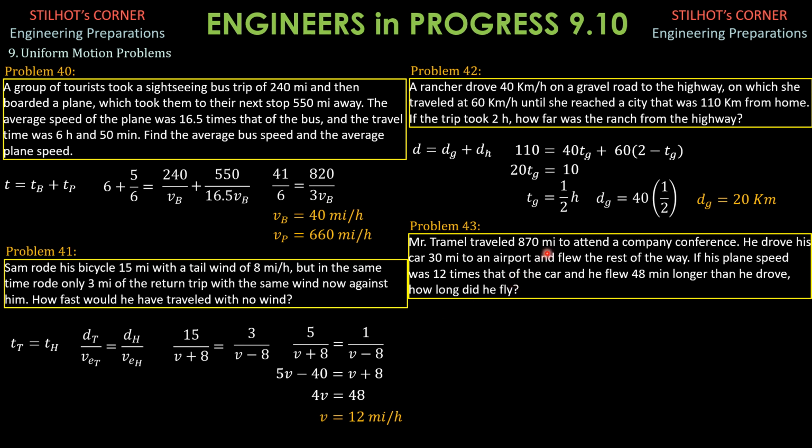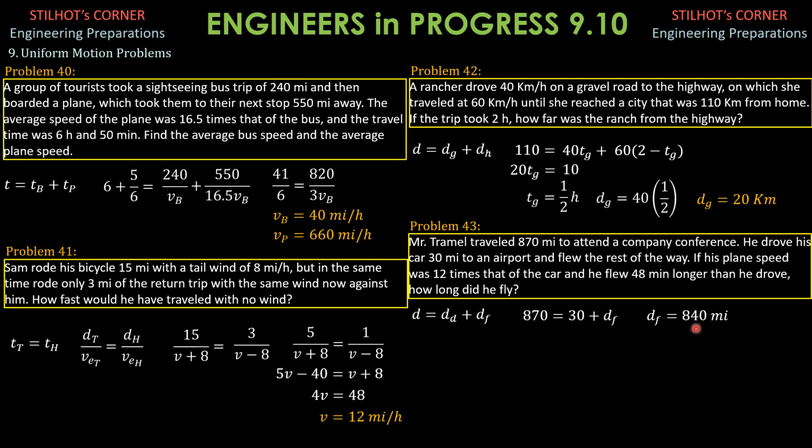So the total distance traveled is 870, and this consists of the distance when he drove his car plus the distance flying on the plane. So d is the distance of driving plus the distance while flying with the plane. So 870 equals 30 plus d sub f, so 30 when he drove his car. So the distance flying is 840 miles.